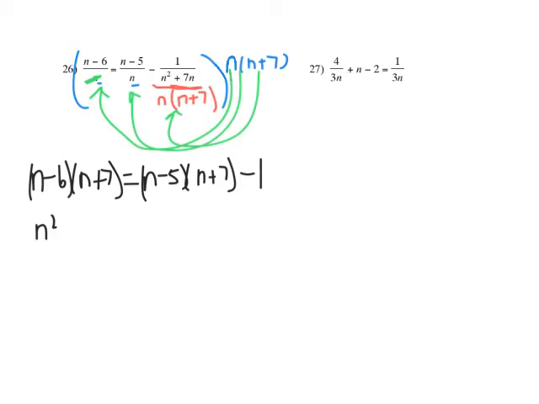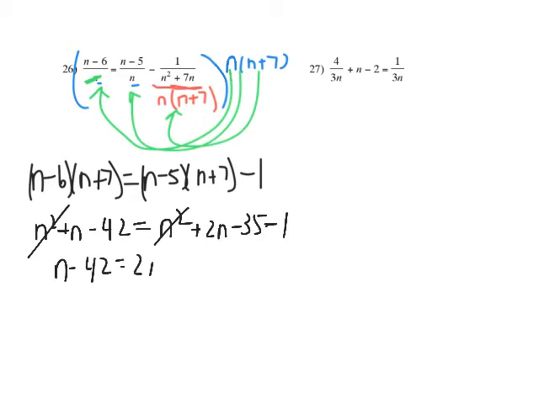Outer is 7n, inner is minus 6n, so you've got a 1n there, and last times last is going to be a negative 42. That's going to equal n squared plus 7n minus 5n is going to be a plus 2n, and then minus 35 minus a 1. Your n squared, you're going to subtract from both sides, and they're going to go away. So then you're going to have n minus 42 equals 2n minus 36.